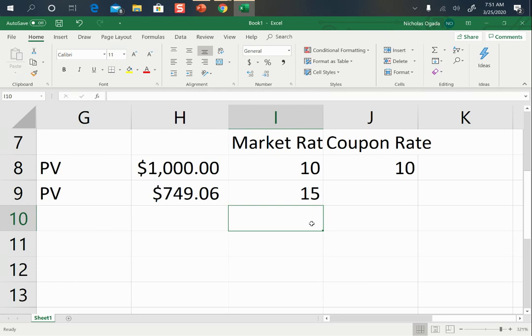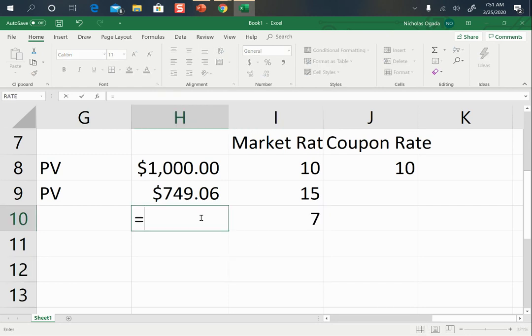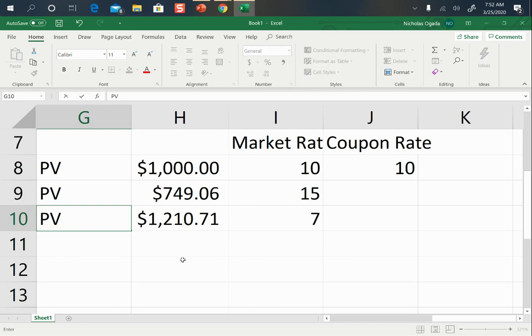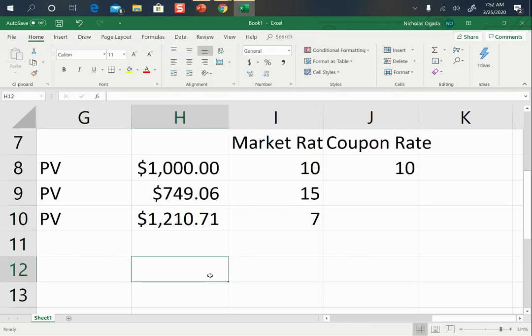So if the market rate was, let's say, 7%, then what you'll end up seeing is a bond where the rate, in this case, is 0.07, and the number of periods are still 10 years, and the payment is still $100, and the future value again is still 1,000. So in this regard, the value of the bond is 1,210, which is again the present value of the future cash flows.